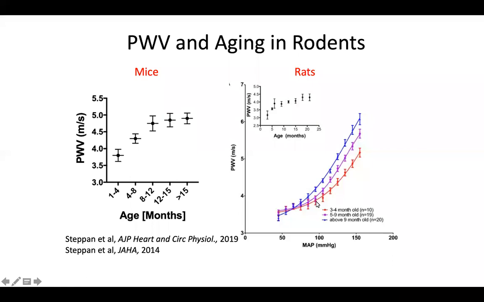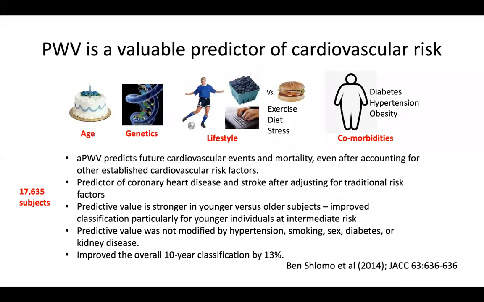So in the young rat shown here in red, you have a compliant blood vessel, whereas the oldest rats shown here in blue, there's a leftward and upward shift of this curve showing that these rats have significant material property change in their blood vessels. And all of the large studies have basically established pulse wave velocity as a very valuable predictor of cardiovascular risk.